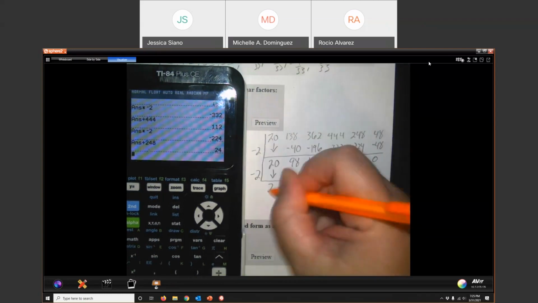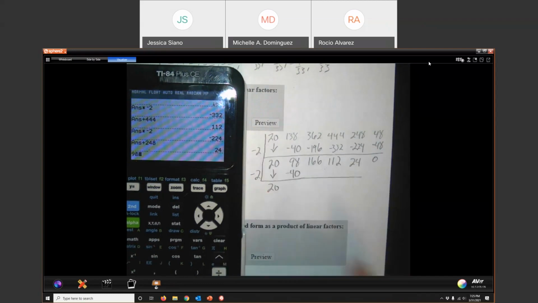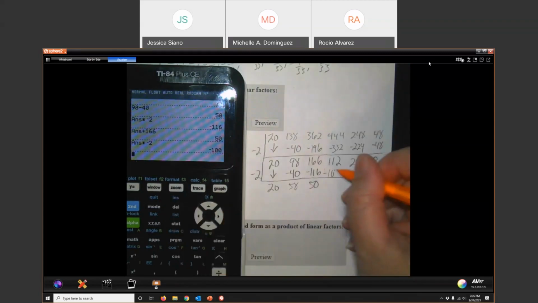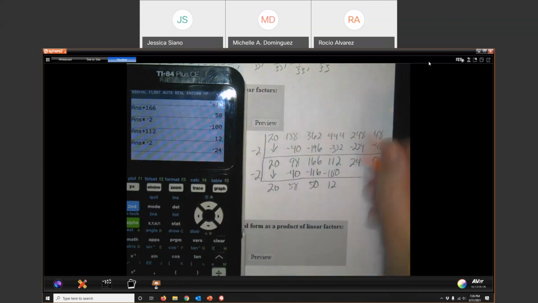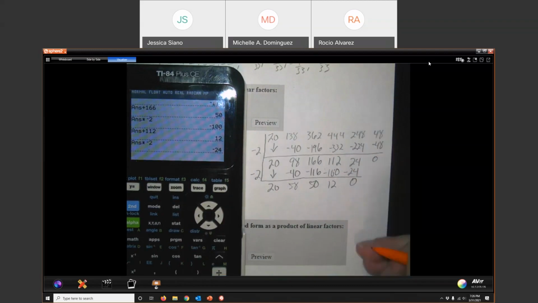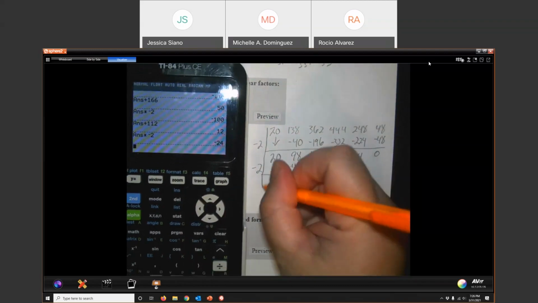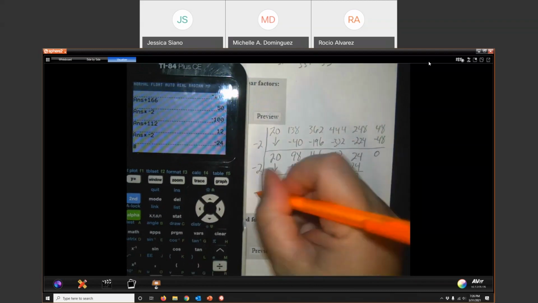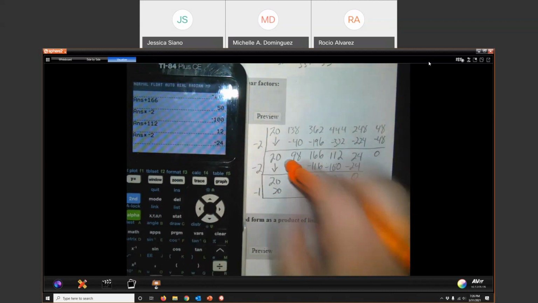So 98 minus 40 times 66 times -2 plus 112 times -2. Perfect. Okay, so then my other root that I found from the graph was a -1.